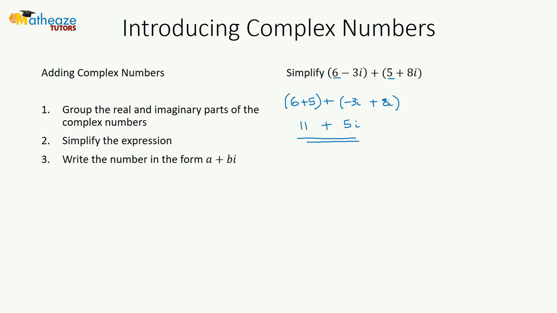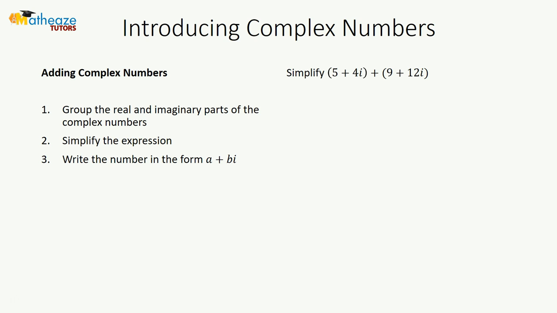So the result of this, we have to make sure it's in this format, a plus bi, where a is real and b is imaginary. A is real, b is imaginary. So bi is imaginary. Let's look at another example here.